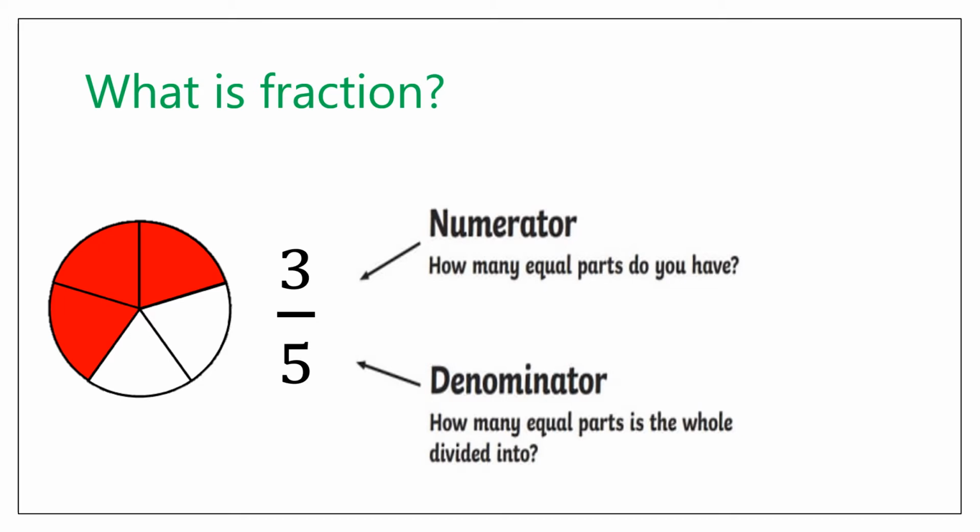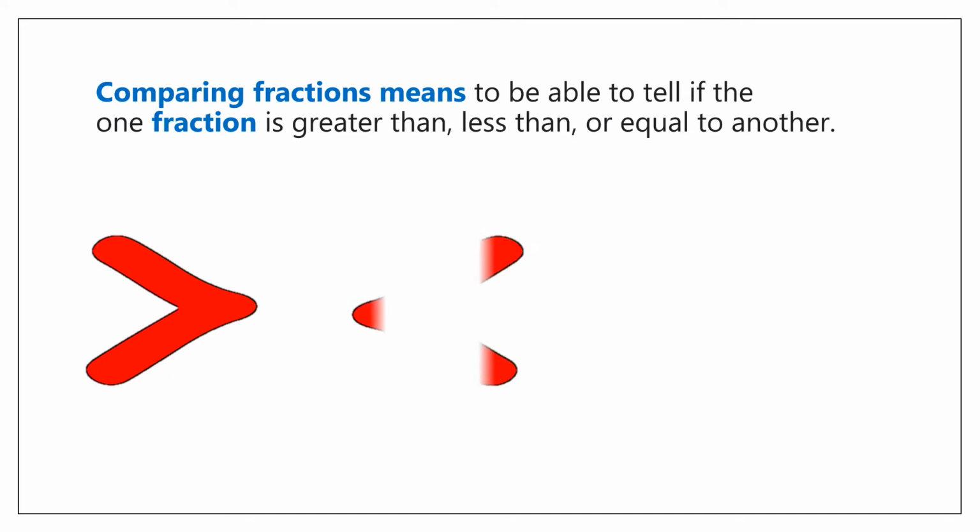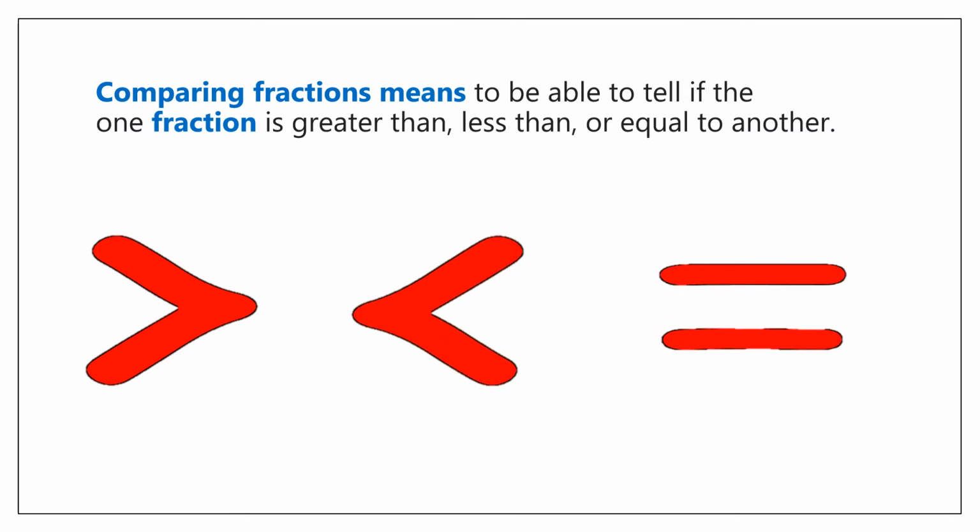The numerator is on the top, which is the number of equal parts that you have. And we have the denominator, or the lower part, which is how many equal parts the whole is divided into. Now let's start on how to compare fractions. Comparing fractions means to be able to tell if one fraction is greater than, less than, or equal to another.